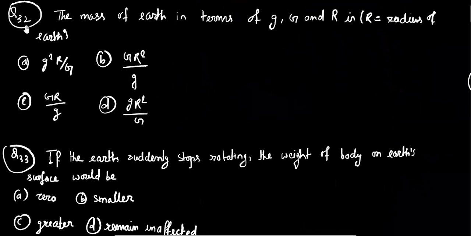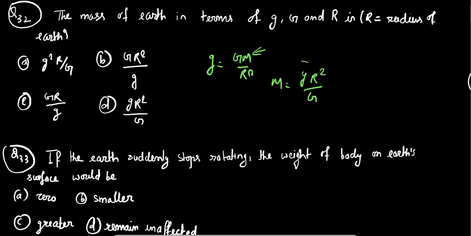Okay, so question number 32. The mass of Earth in terms of g, R and G is. So this is quite easy, because as we know that g equal to GM by R square, here M is the mass of Earth. So I'm going to rearrange this in terms of g, R and capital G. So proper option is option first.